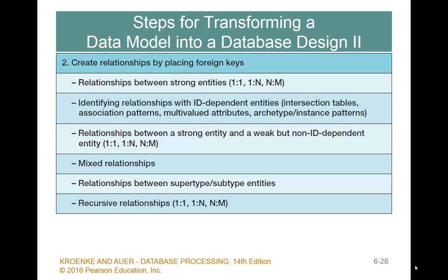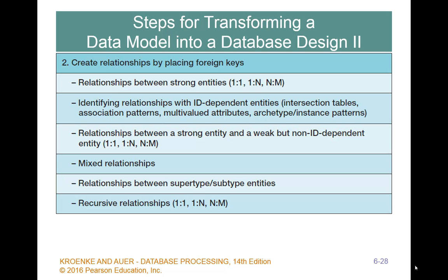Now, in Step 2 of the transforming stages, this is where we create the relationships in our tables based off of what our maximum cardinality crow's feet notation indicates in our ER models. To create relationships in our database design, we have to indicate what our foreign key placement is going to be. The first thing we'll look at in regards to foreign key placement is relationships between strong entities, in a one-to-one situation, one-to-many, and many-to-many.